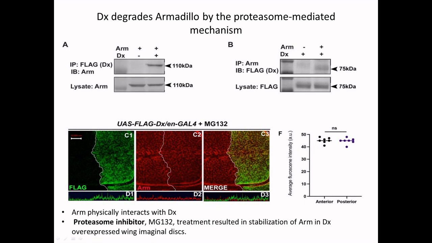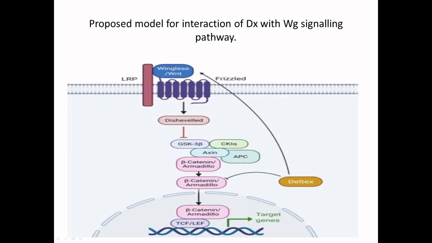the graph given here. The intensity of armadillo in the posterior region is the same as the intensity of armadillo in the anterior region. This happened because we treated this cell with a proteasome inhibitor MG132. From these data, we conclude that Deltex degrades armadillo by proteasome-mediated mechanism.